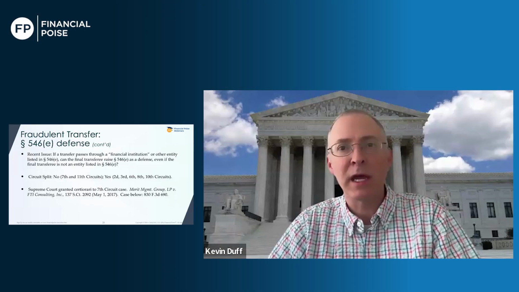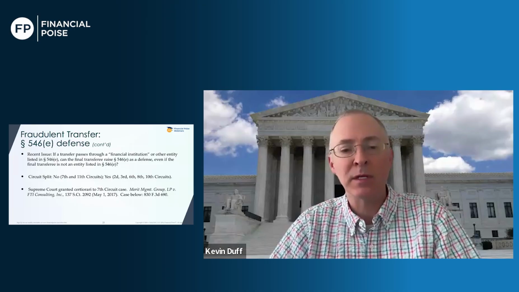Can you explain what an aiding and abetting claim is? Yeah. So aiding and abetting is a tort-based claim that a receiver or trustee could bring against an advisor who helped the fraud be conducted.